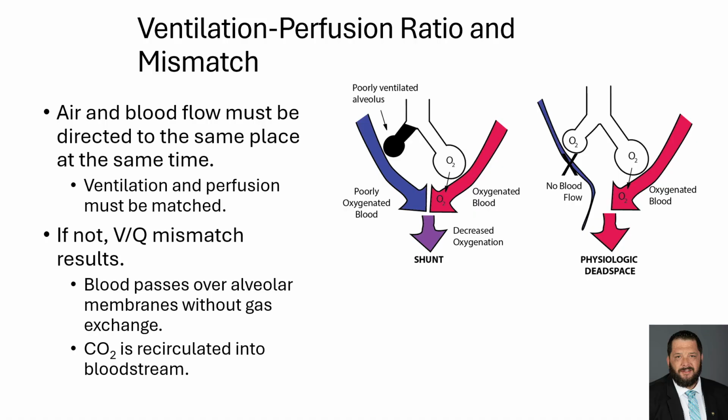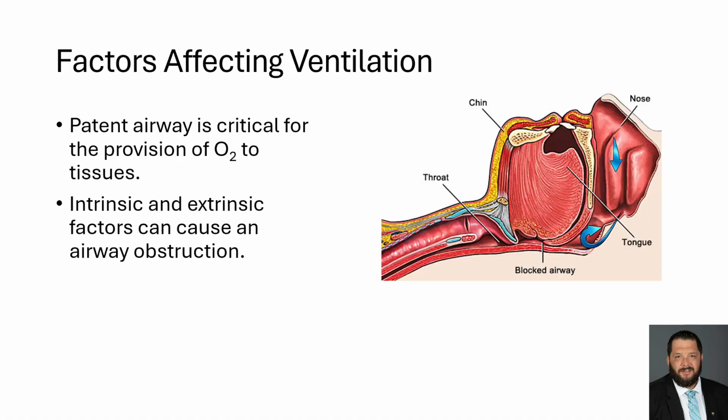There are numerous pathologies where this isn't occurring appropriately, where the ventilation and perfusion aren't matched. This is referred to as a VQ mismatch. This can be when the blood passes over the alveolar membranes without gas exchange occurring, or when CO2 is recirculated into the bloodstream, or perhaps when blood is not passed over an area in the lungs that is being adequately ventilated. In that case, we would refer to that as a shunt.